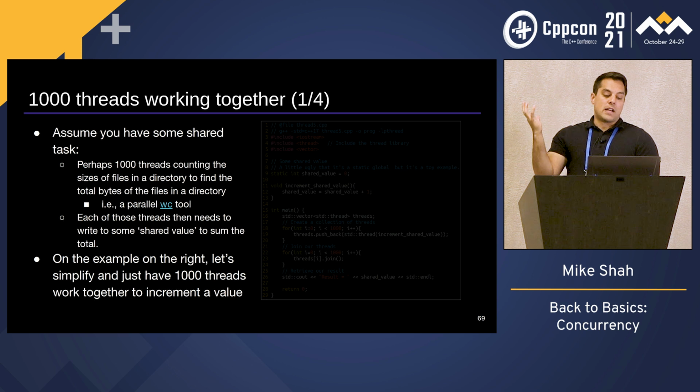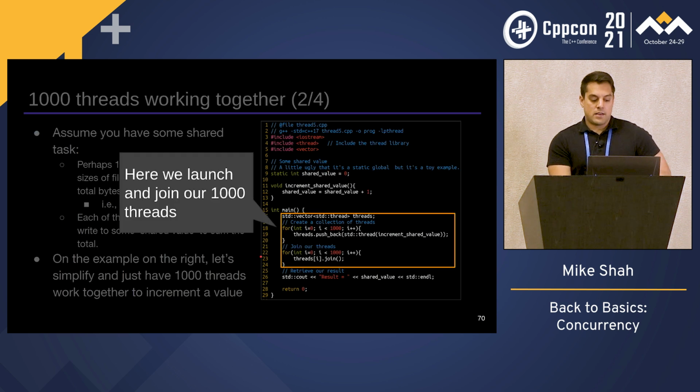And maybe we want to do some task where each of the threads is counting the size of files in a directory, for instance. That might be something reasonable to do. You can sort of break up the work and imagine how we might do that. I'm going to simplify part of the task, and I'm just going to have a shared value to sum up the total. Okay, so let's see what that looks like.